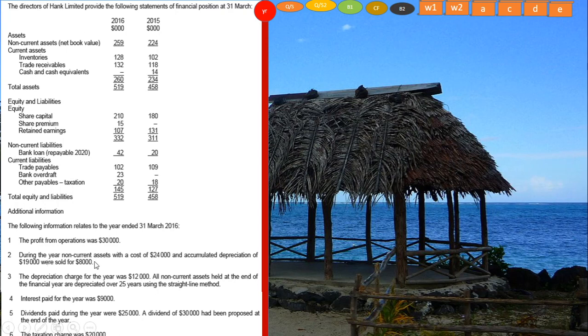During the year, non-current asset with a cost of 24,000 and accumulated depreciation of 9,000 was sold for 8,000. The depreciation charge for the year was 12,000, and all non-current assets held at the end of the financial year are depreciated over 25 years using the straight line method. Interest paid for the year was 9,000. Dividend paid during the year was 25,000. A dividend of 30,000 had been proposed at the end of the year. The taxation charge was 20,000. So we have additional information here.